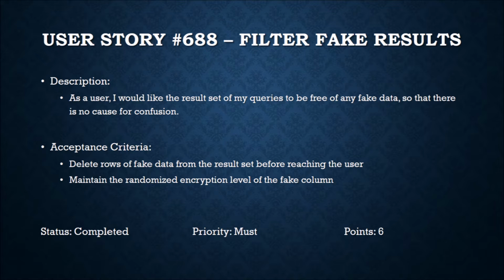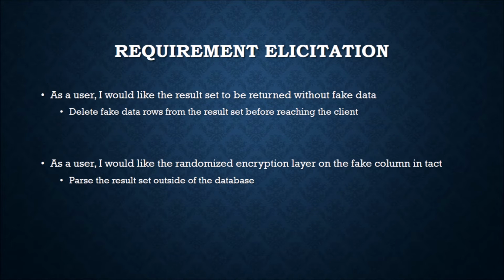This feature must delete rows of fake data from the result set before reaching the user and maintain the randomized encryption level of the fake column. These are the requirement elicitations that were derived from the acceptance criteria. In order to return a result set without fake data in it, we would need to delete those rows that contain fake data from the result set before it reaches the client. The other acceptance criteria was to maintain the randomized encryption layer of the fake column. In order to accomplish this, we would need to parse and filter the result set outside of the database to remove any risk of stripping that layer.